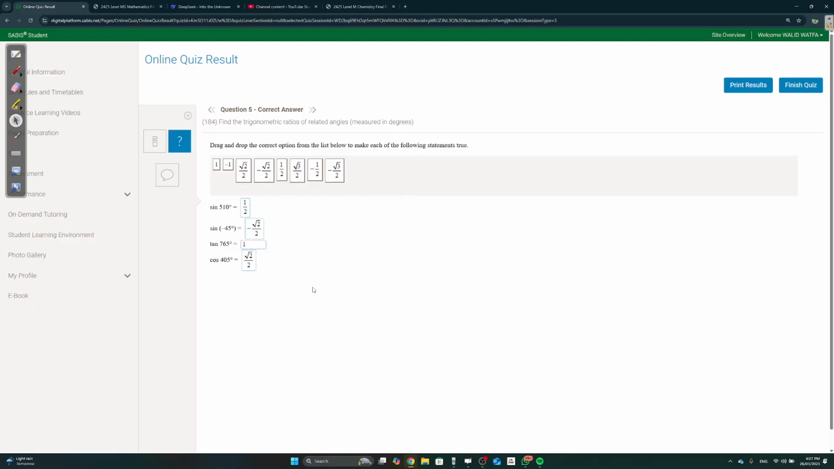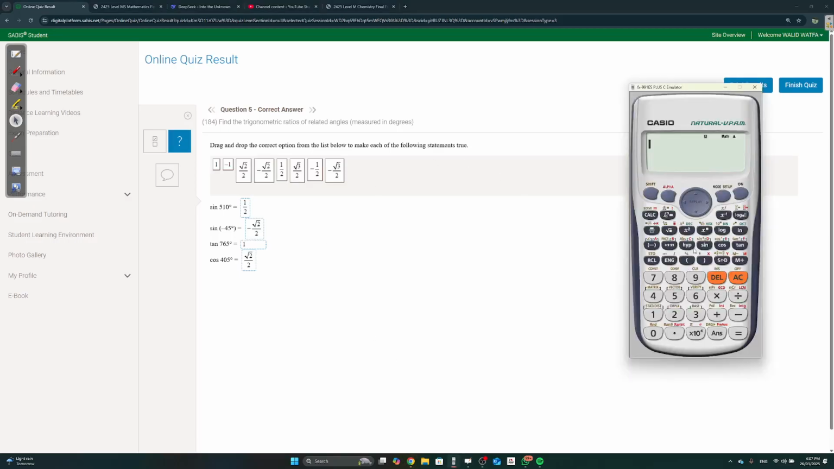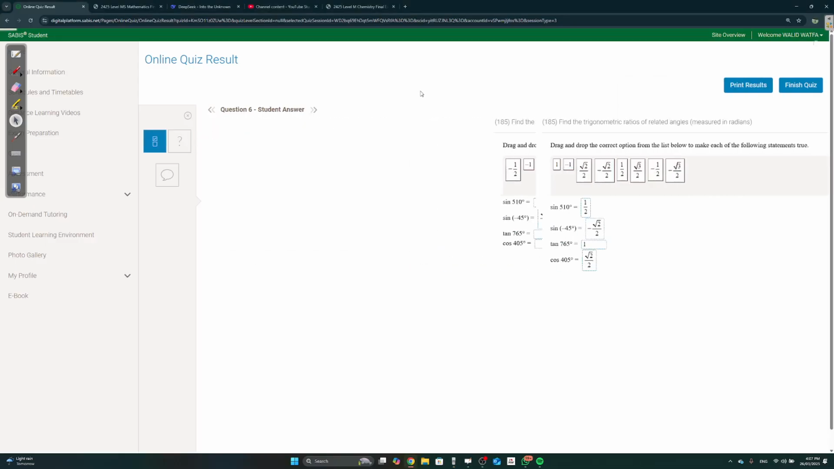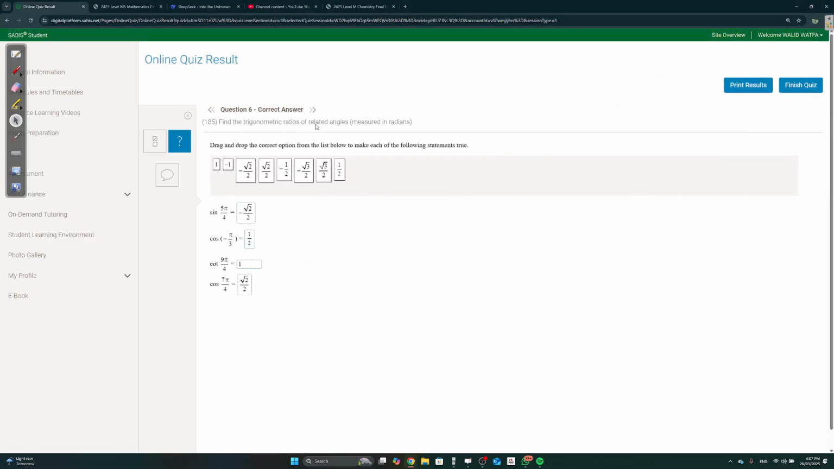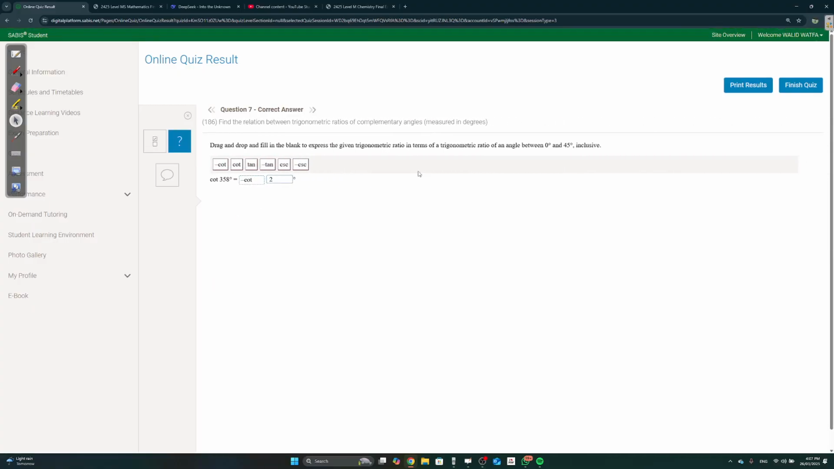Anyways, this one, just use a calculator. I'm not even gonna do it. Let me just see, does the calculator work for it? Sine 510. Yeah, okay, I'm not gonna do it. You do it yourself. This one too, you do it yourself. Same thing, just use a calculator.